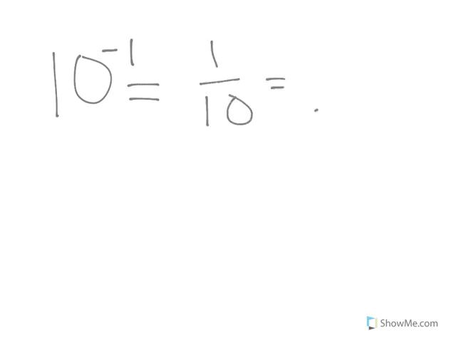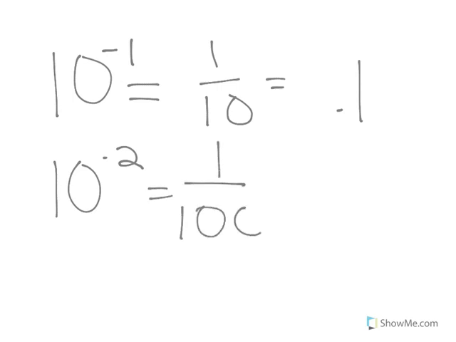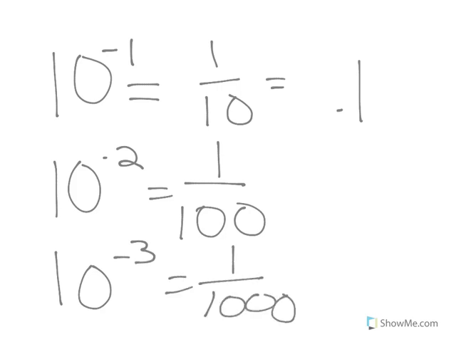Okay, so the next one in the list was 10 to the negative first power. So anything to the negative power is going to be a decimal. So 10 to the negative first power is going to be 1/10, or 0.01, sorry, just 0.1. The next one was 10 to the negative second, and that is 1/100th, and 10 to the negative third, that's 1/1000th.